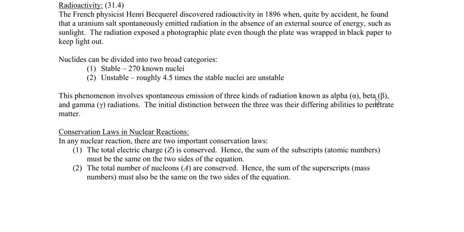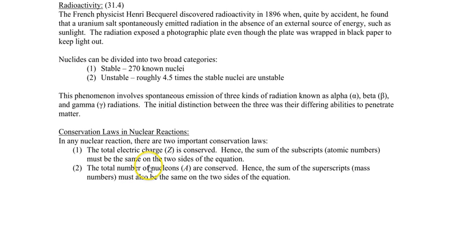These are important because you have to be able to find the unknown mass number or atomic number in some kind of a nuclear reaction. And it really just comes down to these two main laws. One is the conservation of charge: Z is conserved. So when you see the nuclear reactions, the subscripts, which are the atomic numbers, they should be the same.